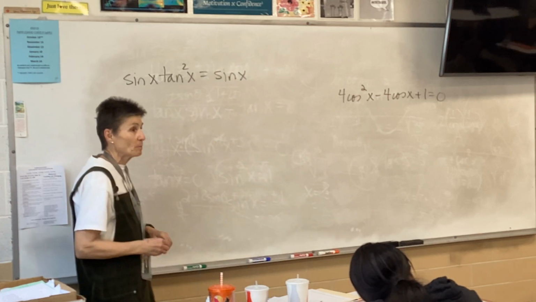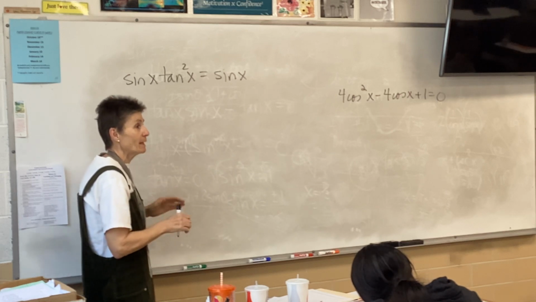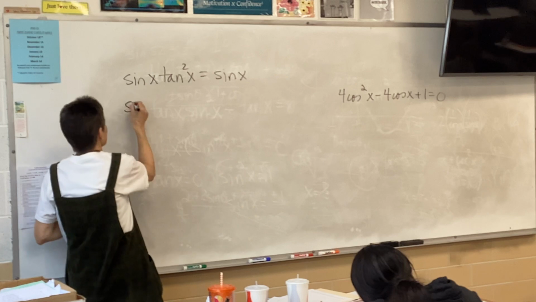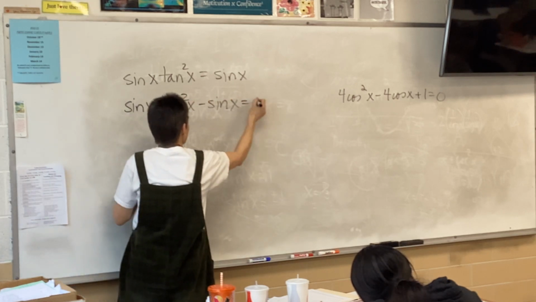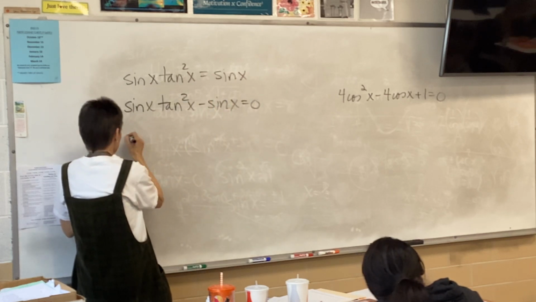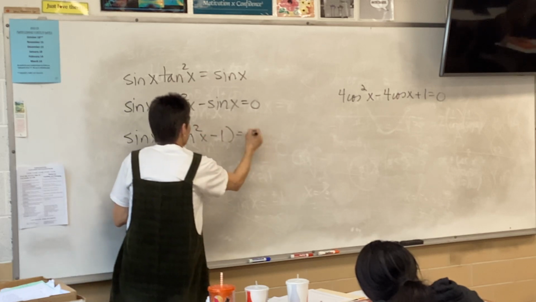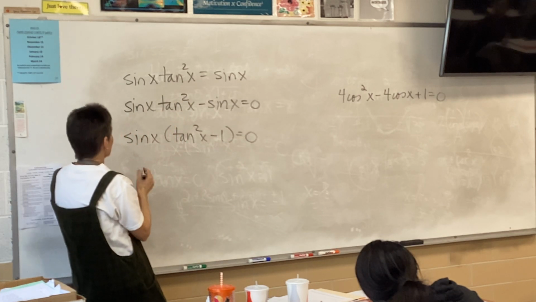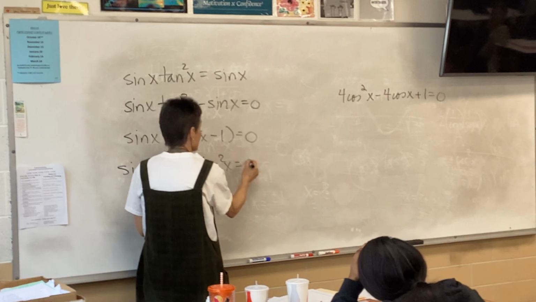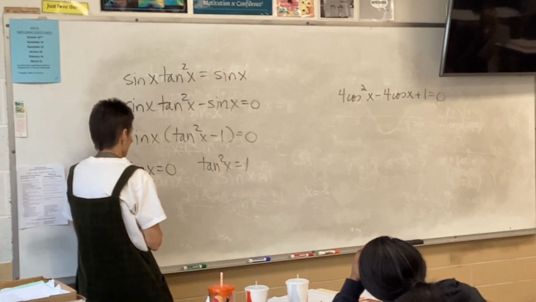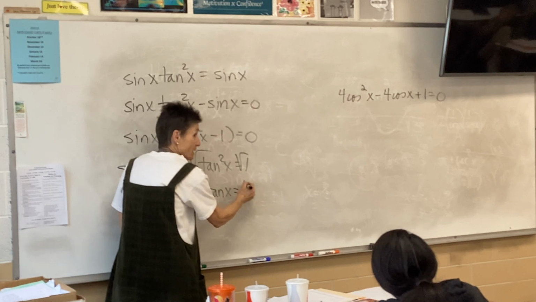All right, did anybody come up with a plan? Braden, have a plan? Yeah, subtract the sine. All right, sounds like a great idea. Subtract the sine x, and then factor out the sine x. Perfect. And then, so sine x equals 0, or tangent squared equals 1, which means tangent equals plus or minus 1.